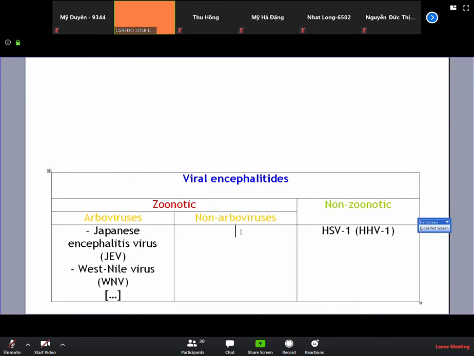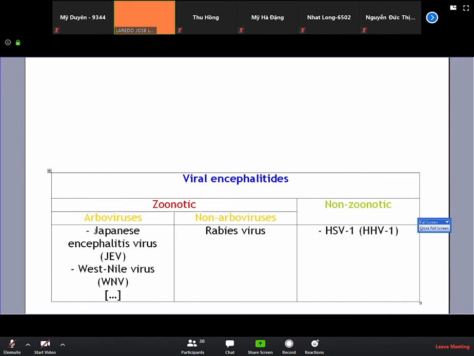We are going to study one, the most important, rabies. Rabies virus, transmitted from animals, but not through arthropods. And many others, we have a lot. Here in this group of non-zoonotic, we have so many. For example, enteroviruses, and many others, okay? But we are going to mention only one.